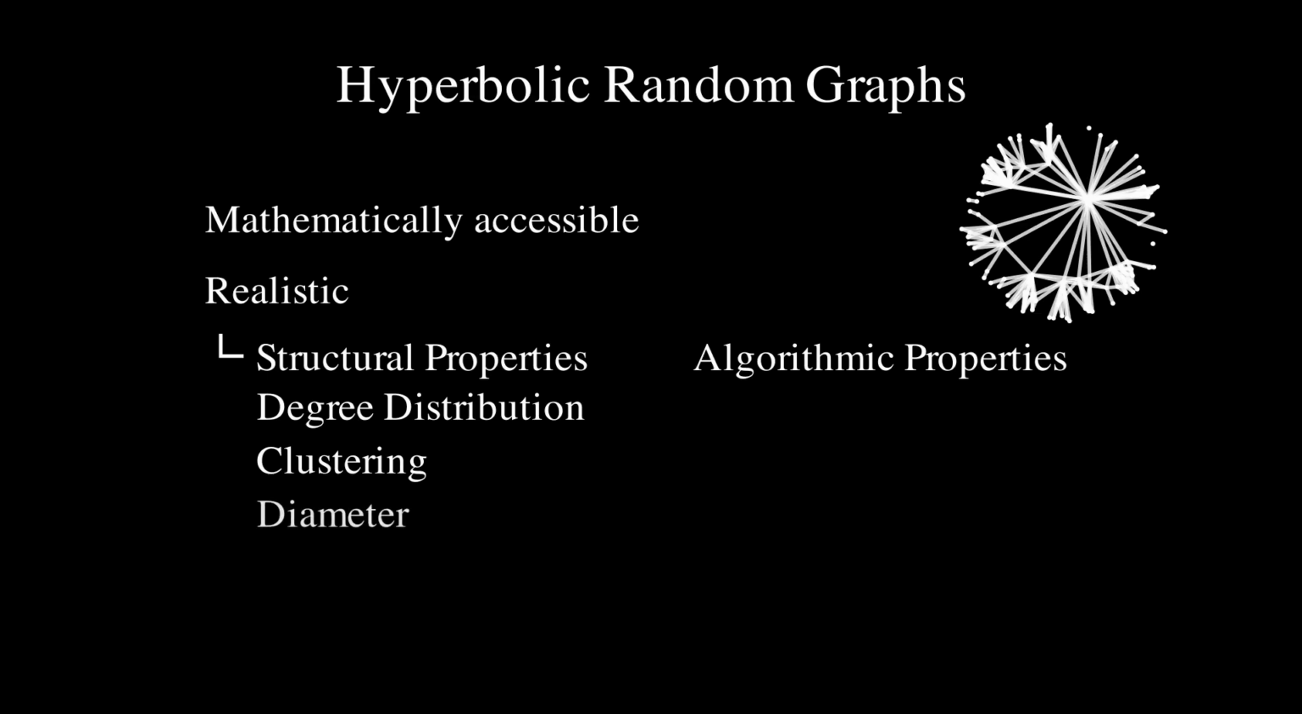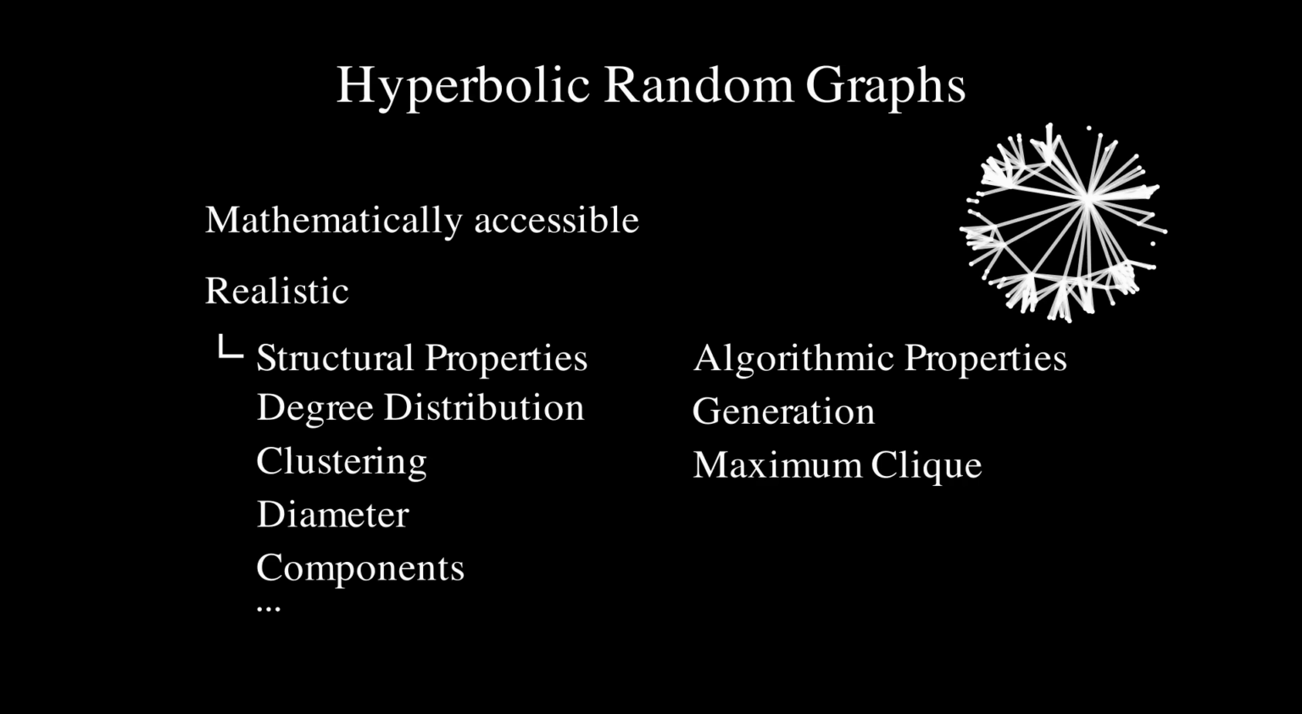They also have a small diameter, another feature seen in practice, and further structural properties like component structure have been studied extensively. And there have also been some algorithmic insights about hyperbolic random graphs. We know how to generate them efficiently and how to find the maximum clique within them. There are some algorithmic results based on bounds on their tree width, and they can be compressed efficiently.